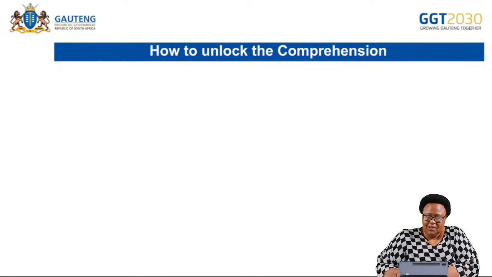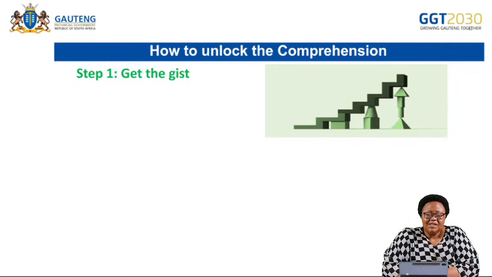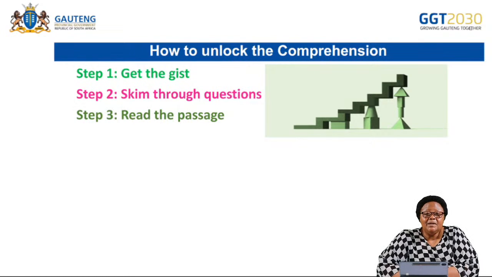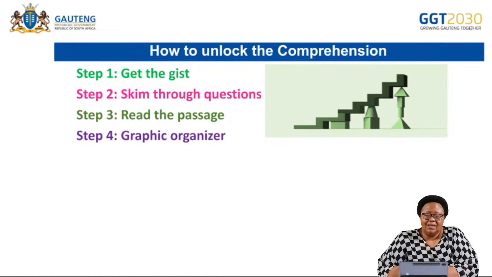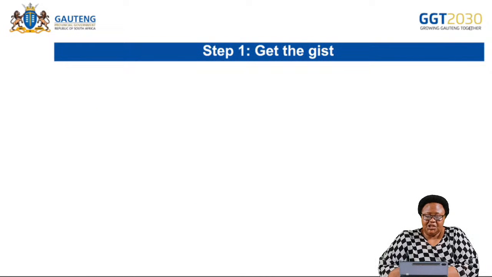How to do that? Firstly, the first step is to get the main idea of the passage. Step 2, you skim through the questions. Step 3, you read the passage. And then step 4, you do your graphic organizer. In step 5, you read again. Step 6, you answer questions. Step 7, you check your questions. Now we are going to look at each step.